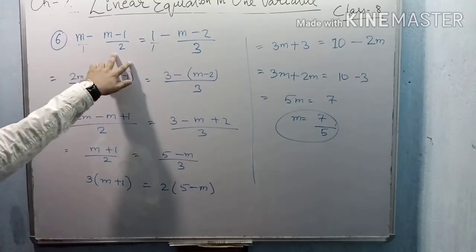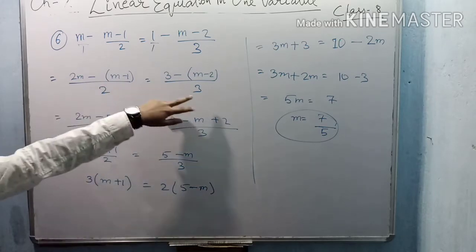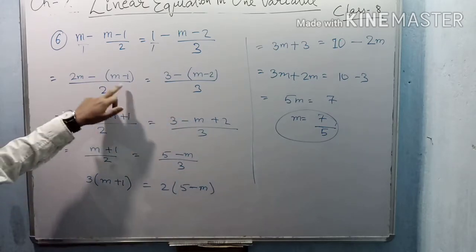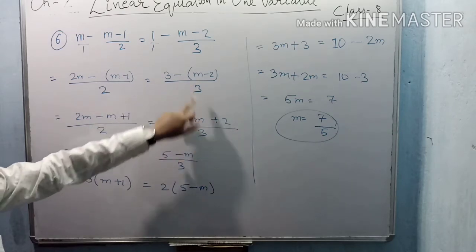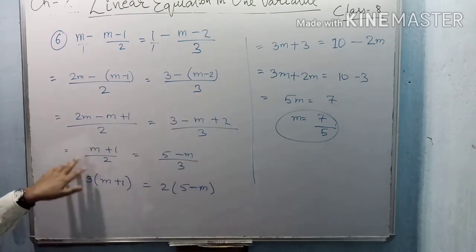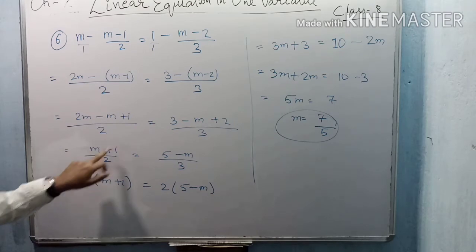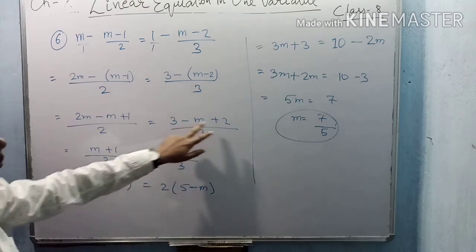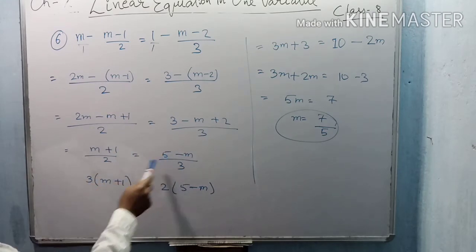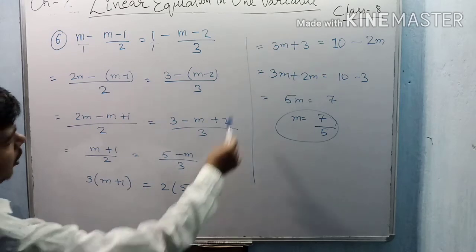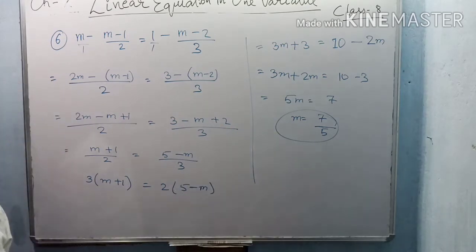We have taken just the LCM of this and the LCM of this, and put it in brackets. So 2m minus m, and minus plus 1, equals 3 minus m, minus plus 2. So 2m minus m is m only, and plus 1, 3 plus 2 will be 5, and m is m only. And I have just cross multiplied 2 and 3. So 3(m plus 1) equals 2(5 minus m), and here is the solution. I hope you have understood the question.